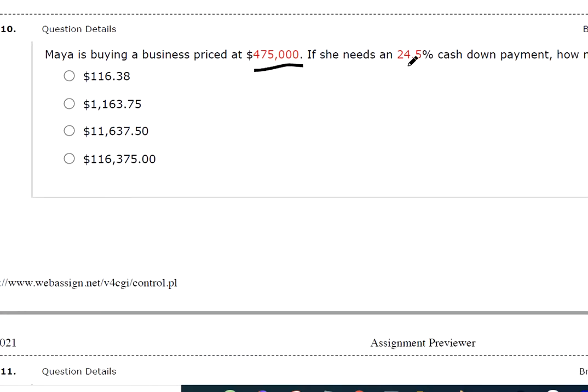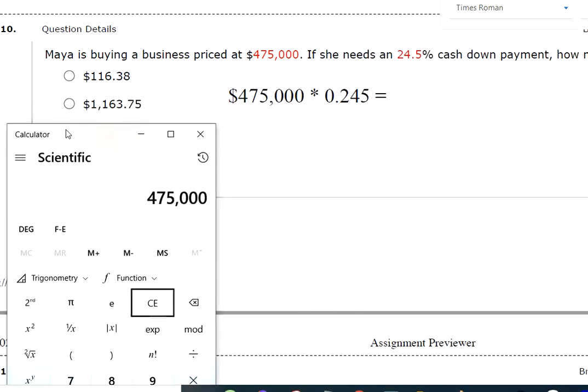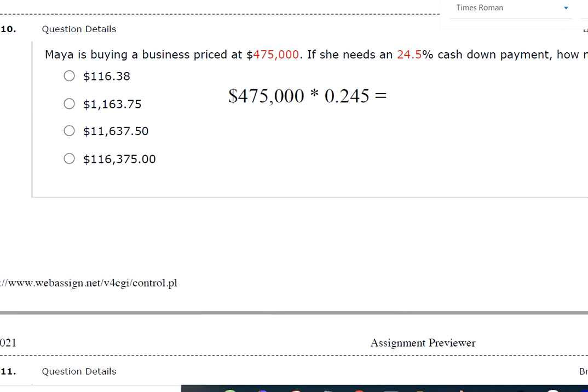Question 10, they're buying a house. They need a 24.5% down payment. So how much is the down payment? In other words, the question is saying, what's 24.5% of 475,000? Okay, so take the 475,000, multiply by 0.245. So it's 116,375.